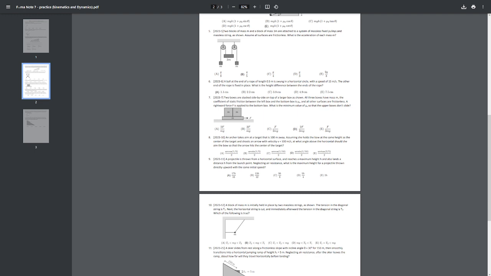All 3 boxes have mass m. The coefficient of static friction between the left box and the bottom box is mu s, and all other surfaces are frictionless. A rightward force F is applied to the bottom box. What is the minimum value of mu s so the upper boxes don't slide? It's quite an easy one.